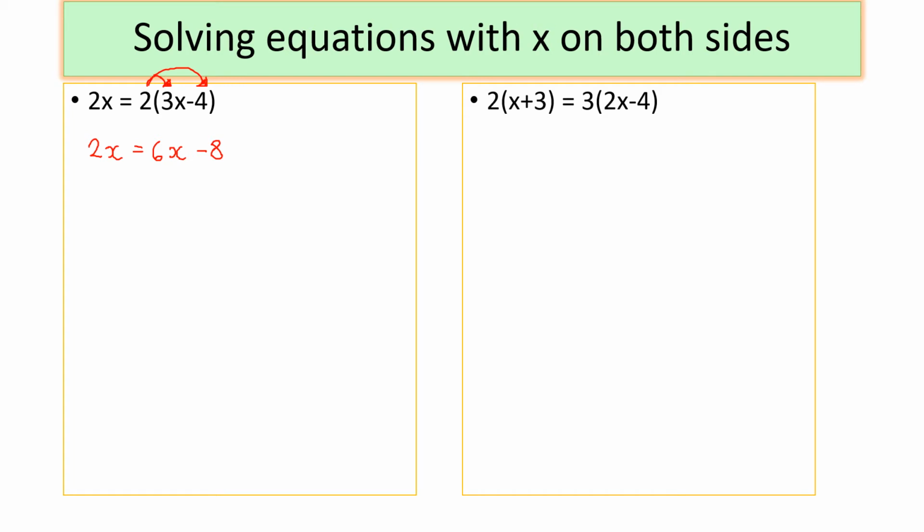Okay, now as we said before, I want to have unknowns on one side and then numbers on the other side. I've got 2x and 6x. 6x is higher, so I want to keep my unknowns on the right hand side this time. Okay, so I want to get rid of 2x. So I need to take it away from both sides. Now 2x take away 2x is 0. Okay, 6x take away 2x is 4x, and then take away 8.